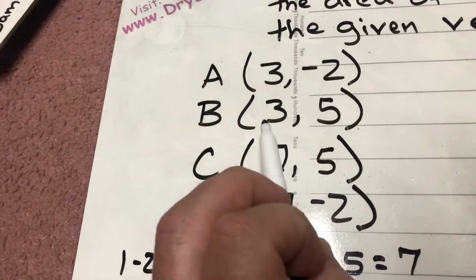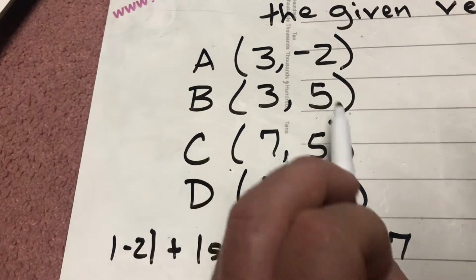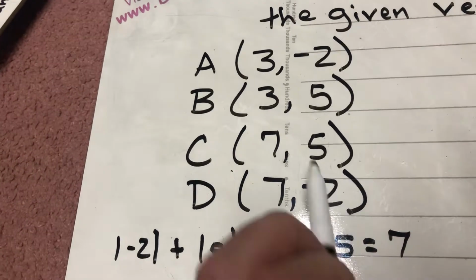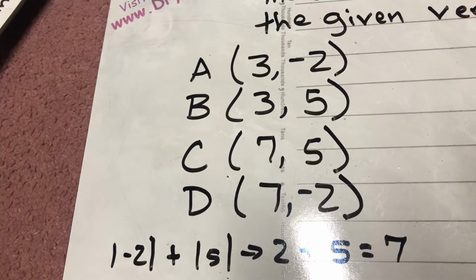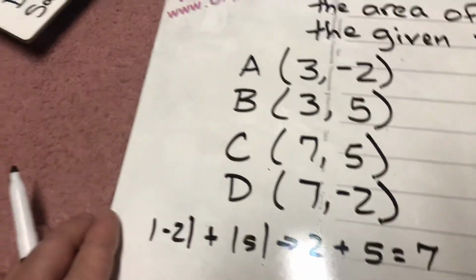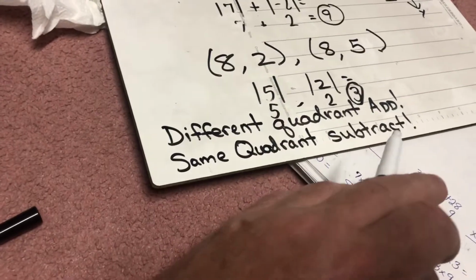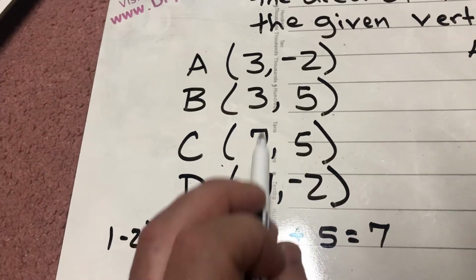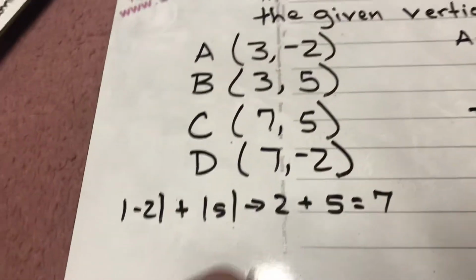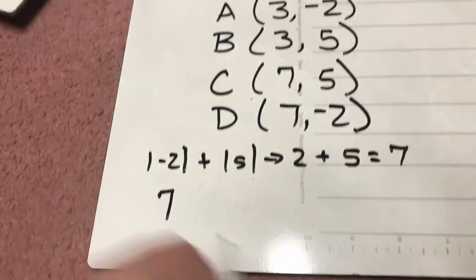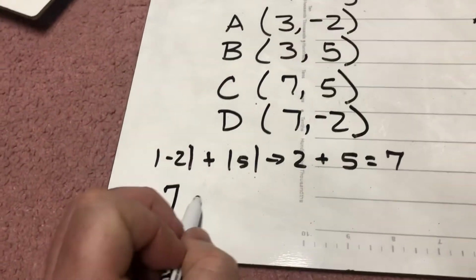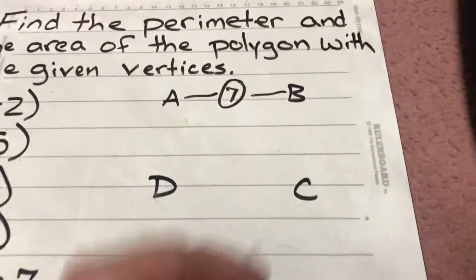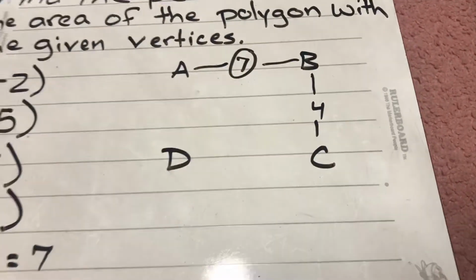Now, I can see that these are both positive and these are both positive, which tells me they're both in the same quadrant. The X is positive in both of them, the Y is positive in both of them, so they're going to be located in the same quadrant. Same quadrant means subtract. So once again, the 5, the Y coordinate, is what's the same. So I'm basically going to be doing the absolute value of 7, which I know is 7, minus the absolute value of 3, which I know is 3. And I know that 7 minus 3 equals 4. So I know that this distance here is 4.